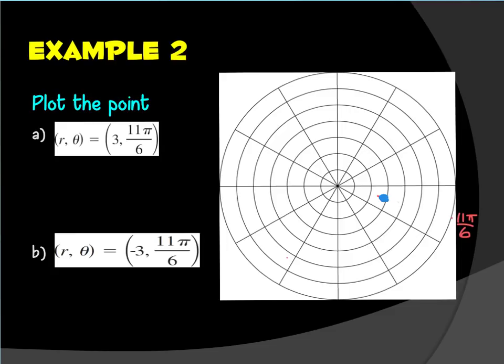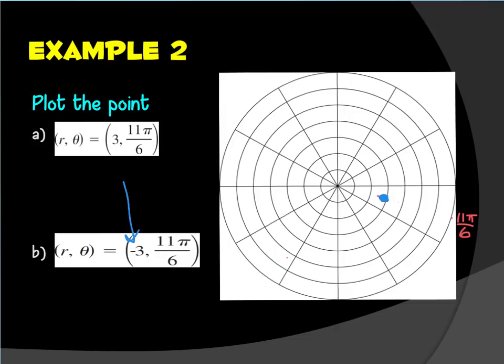I have a question: how is this one 3 and 11 pi over 6, and the other problem, B, was 3 and negative pi over 6, and it was the same point? Yep. Those are coterminal angles, right? Okay. So every time around that circle would give you the exact same result, which actually leads into what we're going to do next. So B says negative 3.